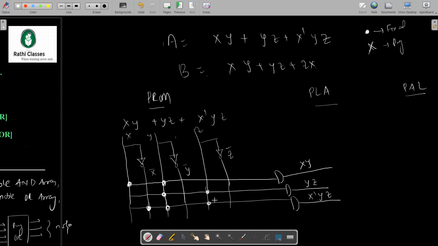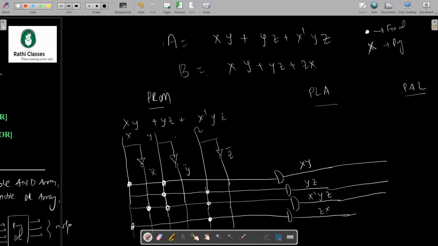Similarly for B, if I need to draw, xy I have already drawn, yz already drawn. Now I need to draw zx. So again I will extend the line, and then I will draw a horizontal line. What inputs do I need to take? Z and x. So I'll be taking a z input and an x input. So this is zx. So we are clear what these lines are. But what is A? A is this.